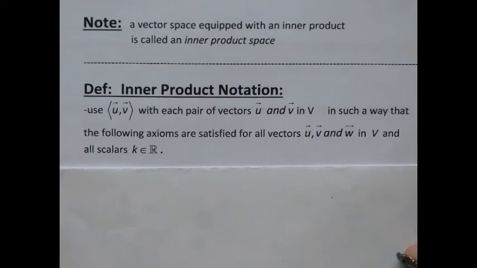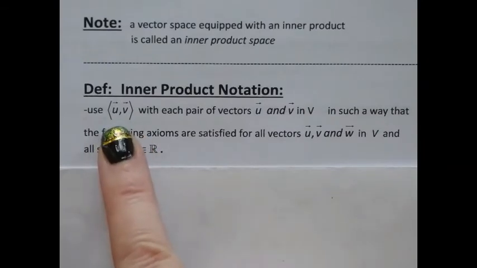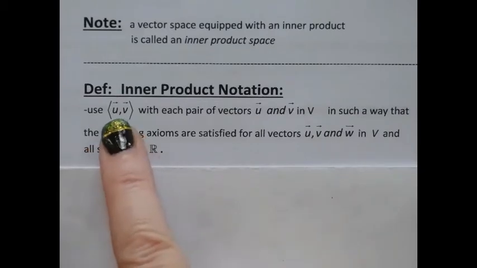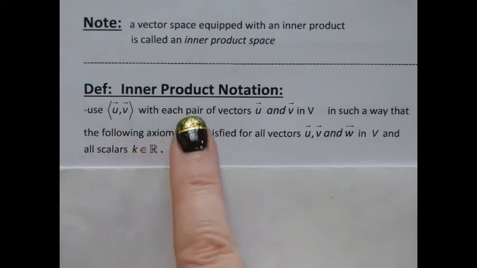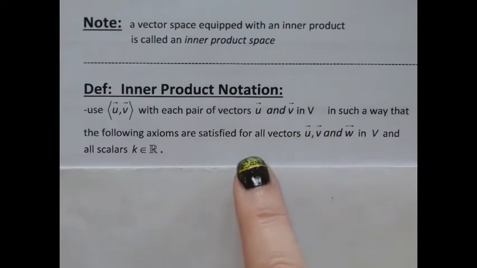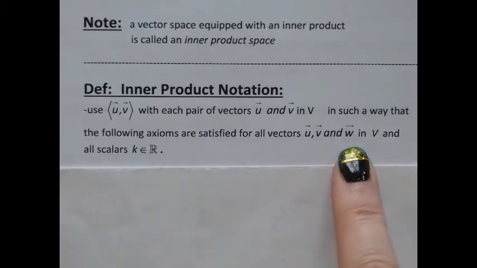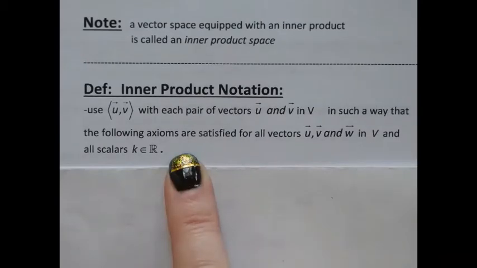Along with learning inner product, we have to learn inner product notation. Use new notation. When you see this, notice we're using arrow brackets. This is signifying inner product notation with vector u, comma, vector v, with each pair of vectors u and v in a vector space V in such a way that the following axioms are satisfied for all vectors u, v, and w in vector space V for all scalars k belonging to the set of real numbers.